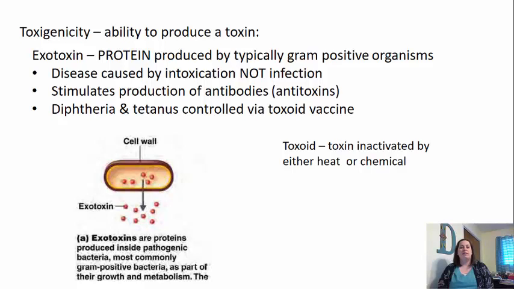One example is the exotoxin. This is a protein produced by typically gram-positive organisms. This is where the disease is caused by intoxication, not infection. So it's not actually the bacteria causing the problem, it's the toxin that they release. This stimulates the production of antibodies. These antibodies, since they're against toxins, are also known as antitoxins.